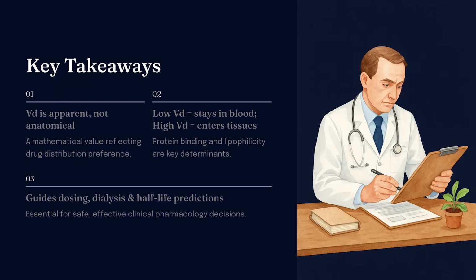Key takeaways. To summarize the key takeaways, remember that VD is an apparent, not anatomical volume. It is a mathematical value reflecting how extensively a drug distributes in the body. A low VD means the drug stays mainly in the blood, whereas a high VD indicates greater entry into tissues. Protein binding and lipophilicity are important determinants of this distribution. Clinically, VD helps guide dosing, dialysis, and half-life predictions, making it an important concept for safe and effective use of drugs.